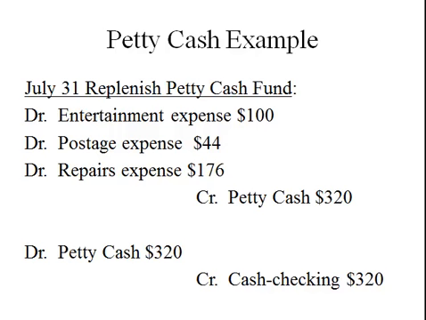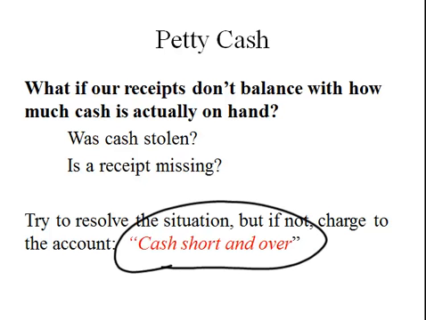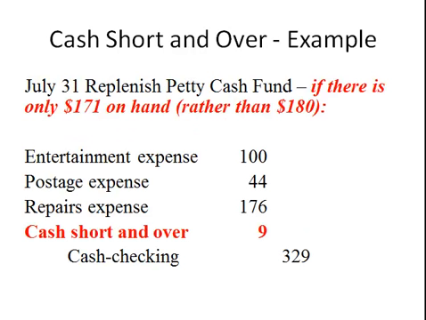In this example, the receipts we had on hand exactly matched the amount of cash that had been spent. In practice, however, we may often find mistakes. There may have been some cash stolen, we may have a receipt missing, and not be able to identify exactly where all cash went. In this situation, we will charge the difference to an account called cash short and over. If, for example, we had $320 of receipts, but found $329 of petty cash missing, we would have to charge $9 to cash short and over, miscellaneous expense account.